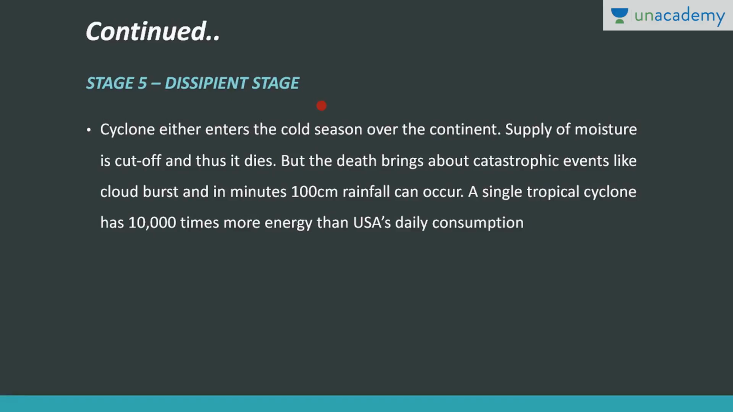Now the last stage, the dissipant stage: when this cyclone falls on land, the supply of moisture is cut off, right? And that is why this cyclone gradually dissipates.